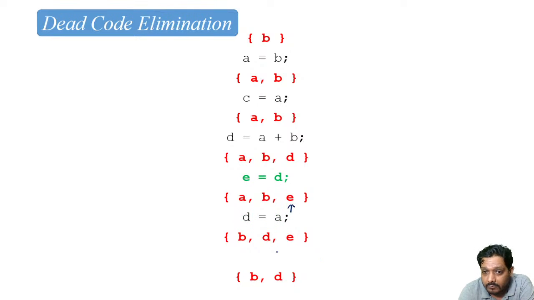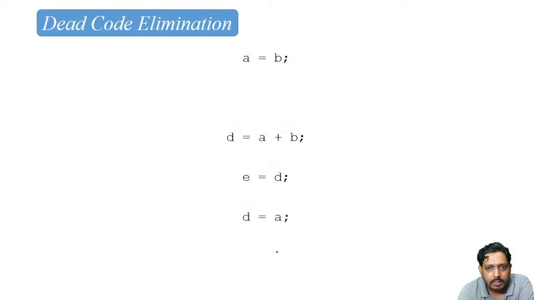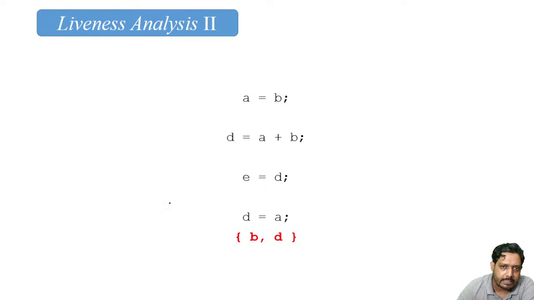d is available, so we will not touch this one. e is available, will not touch this one. d is equal to a plus b, will not touch this one. And here c is not available, so we will remove this one also, and here a and b are there, so we will also not touch this one. Okay, so that reduces to this. Again we will do the same analysis, the second part.